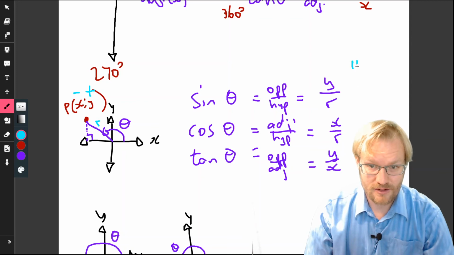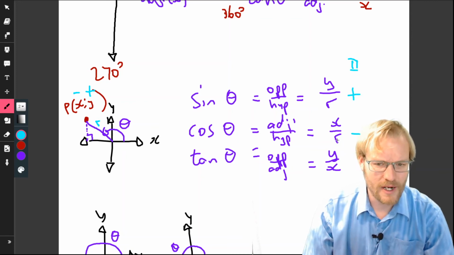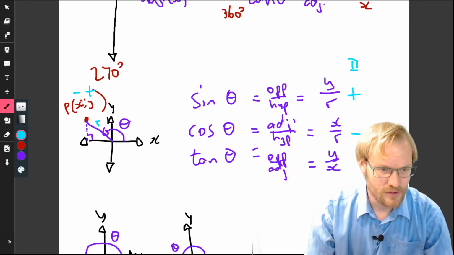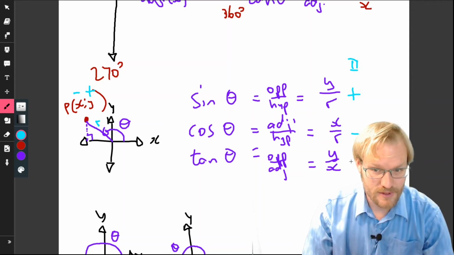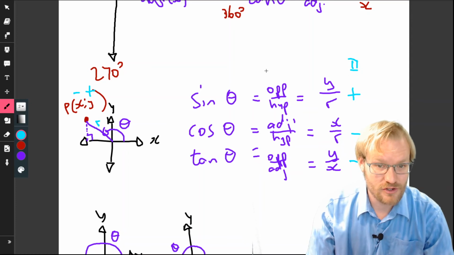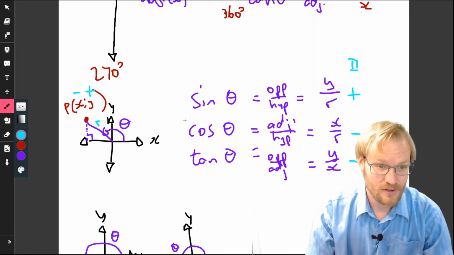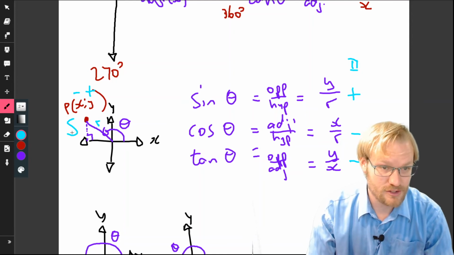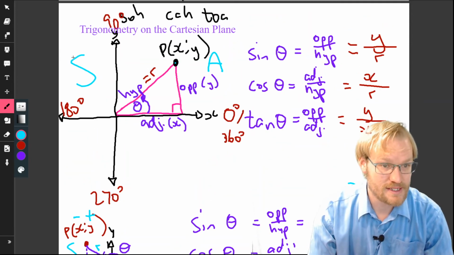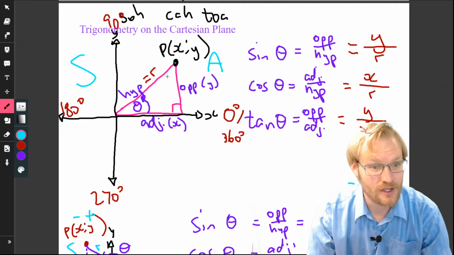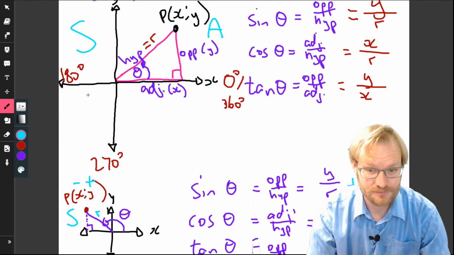So in the second quadrant, this was positive, this was negative. What about y over x? We've got a positive over a negative. This must be negative. So the only trig ratio that's positive in this quadrant is sine. So we're going to put an S in this quadrant to say that sine is the only positive one. And we're going to go around and keep doing this.